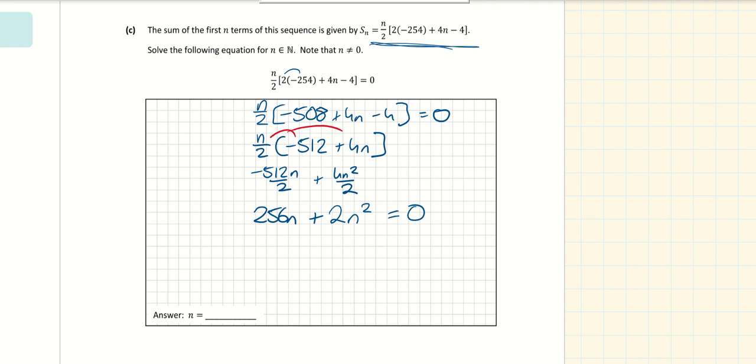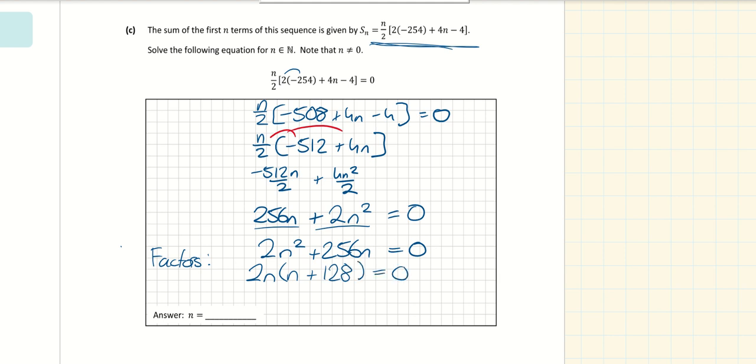Okay, now if you want to set this up in a way that might be familiar to you, we've got an n squared and an n. So, 2n squared plus 256n equals 0. That might be a bit more familiar, and now what we can do is we can factorize this. Okay, so we can take out the factors here. So 2n is in common here, so 2n times n gives you 2n squared, and plus half of 256 would be 128. Okay, equals 0. So 2 by 128, better double check that.